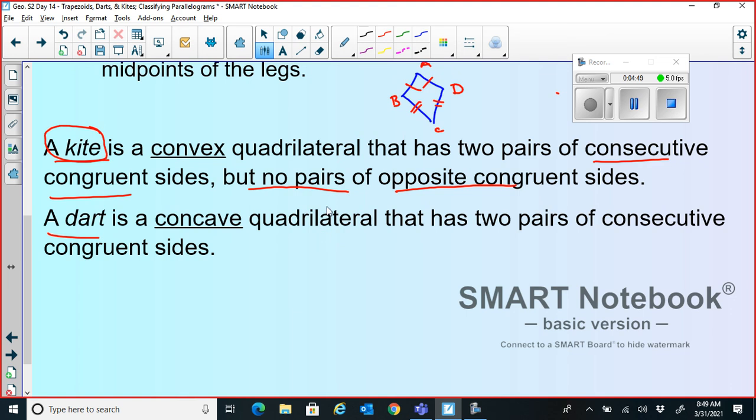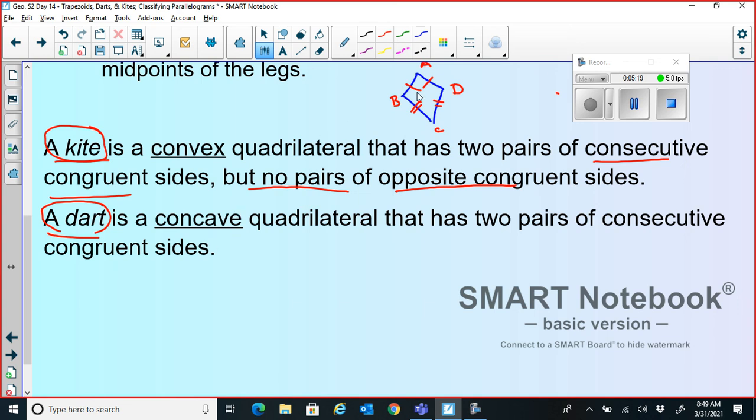sides. Then the next one is the definition of a dart. A dart is a concave quadrilateral that has two pairs of consecutive congruent sides. Okay, a dart is a concave quadrilateral that has two pairs of consecutive congruent sides.